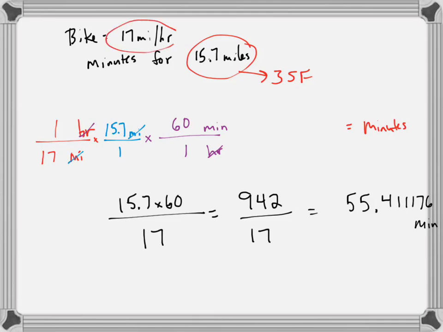But what about the 17? It is not an infinite value. It's a measurement of your speed. That has 2 sig figs. Your answer needs to be reported to 2 sig figs, 55 minutes.